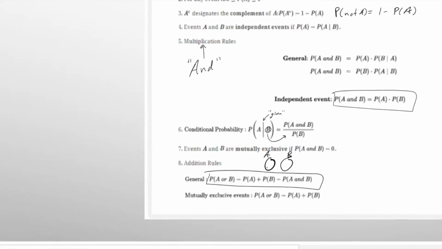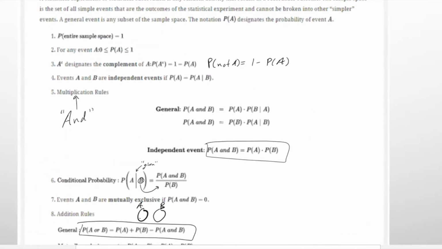So that's all the different things we've covered for probability. That's all we're expected to know when we take this exam.